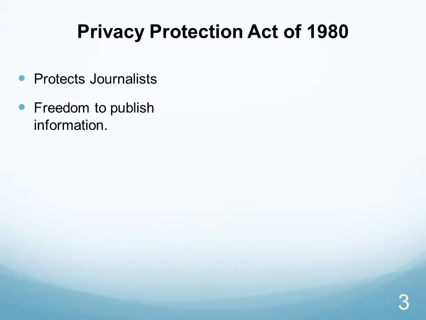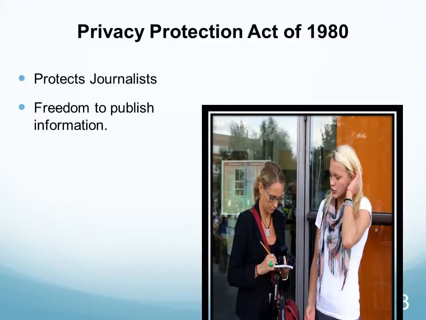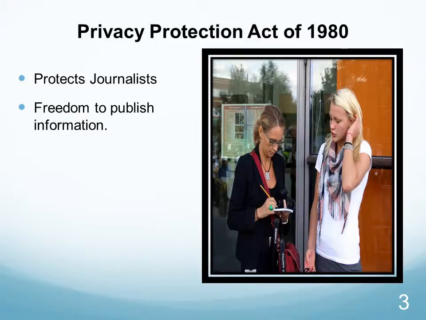So here we have the Privacy Protection Act of 1980, and what it does is protect journalists from being required to turn over to law enforcement any work product and documentary materials, including sources, before it is disseminated to the public. It really helps journalists during times when they're dealing with controversial stories. Not only that, but it protects the journalist's freedom to publish such information under the First Amendment without government intrusion. And here I just have a picture of a reporter interviewing a person.